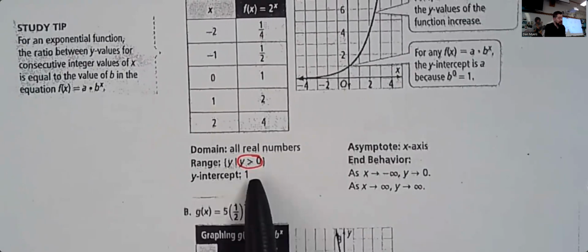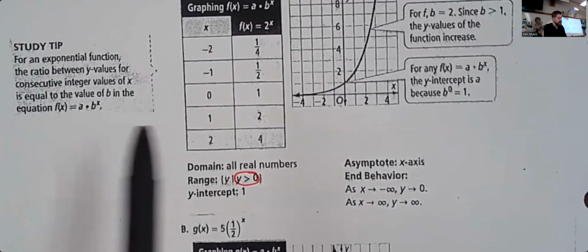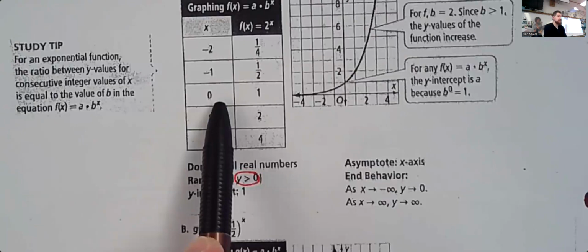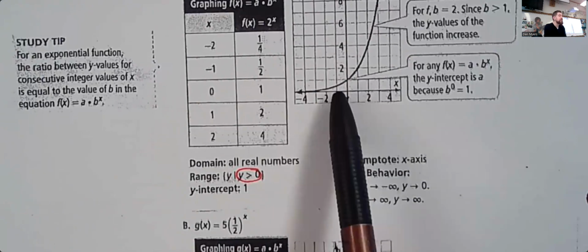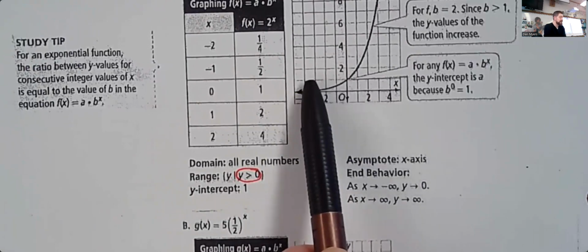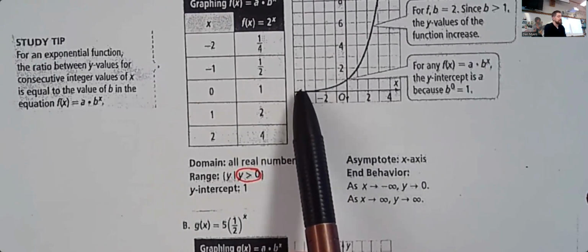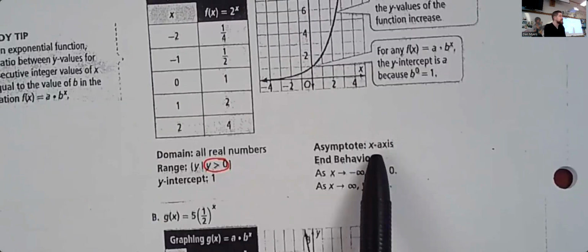The y-intercept is at 1 because that's where it crosses the y-axis. The y-intercept will always happen, by the way, when x is equal to 0. Wait, why isn't the range greater than 1? Because it goes beneath 1. It doesn't start at 1 and it doesn't level off at 1. It levels off at 0. We will see examples of things leveling off at 1 today, but it'll be an alteration to that parent function.